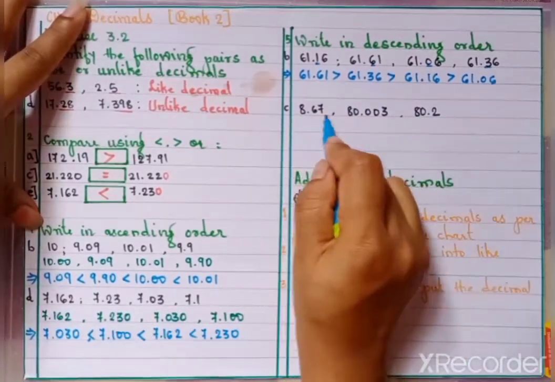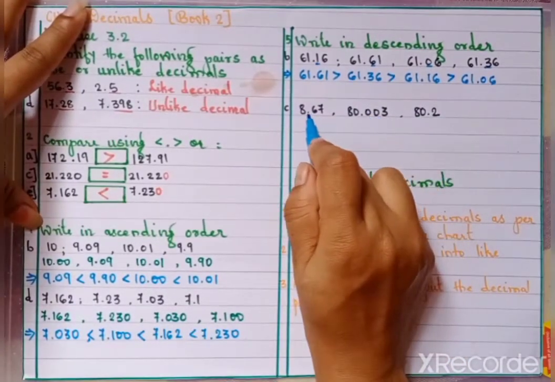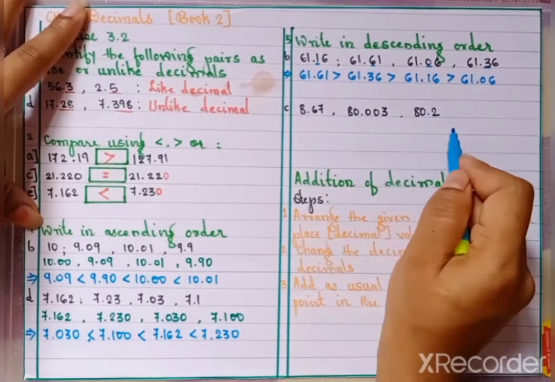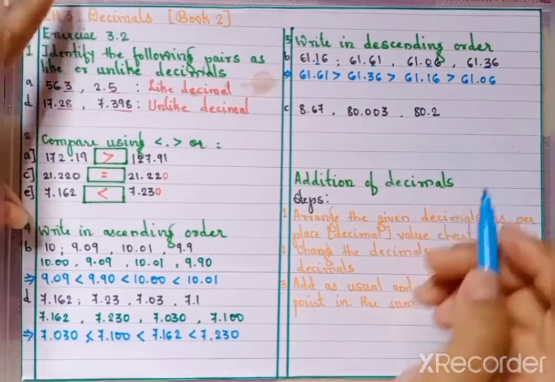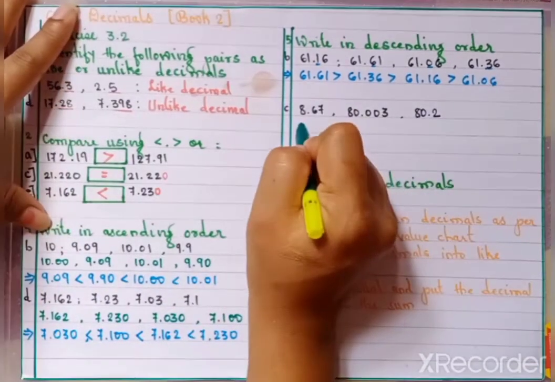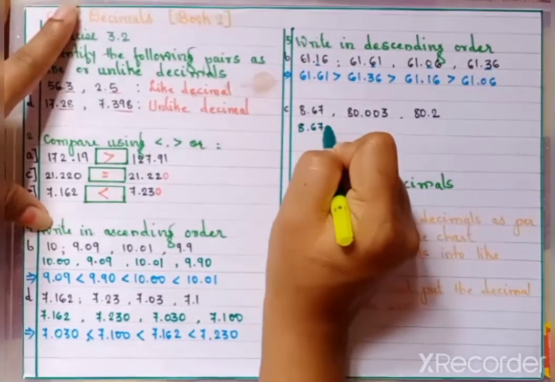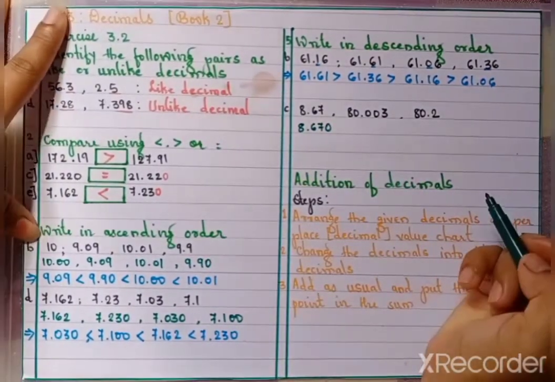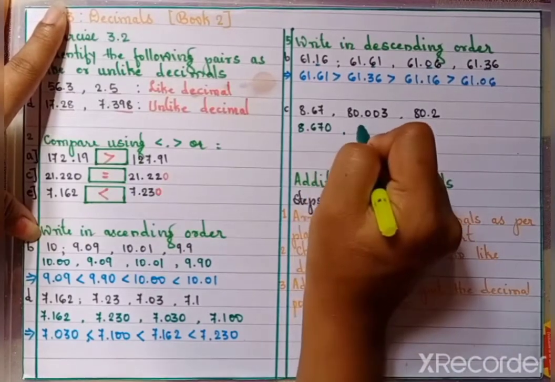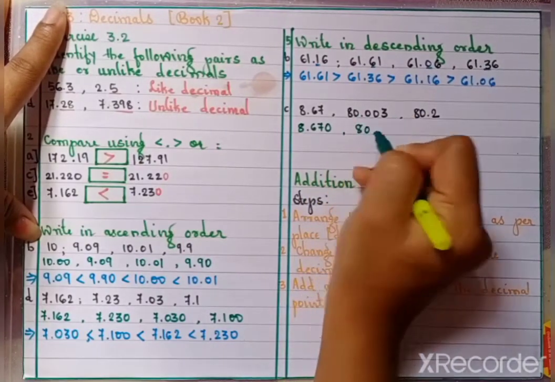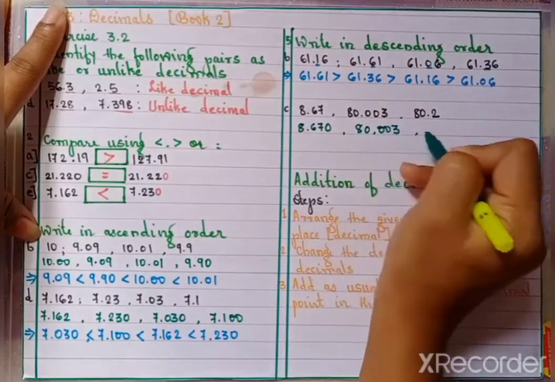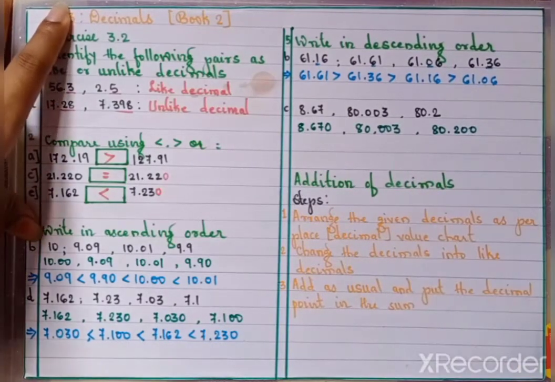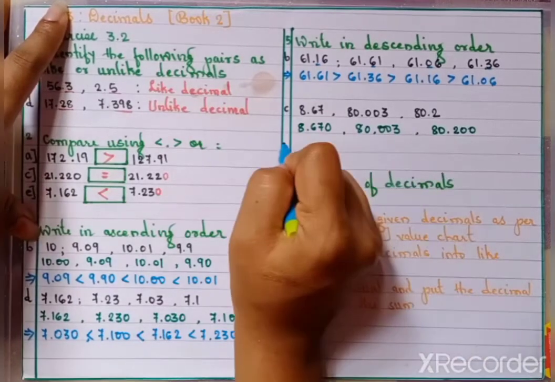Now let's see these decimals. Now if you see 8.67, 80.003, 80.2, these are unlike decimals. Let's make them like. So 8.670, we have to make all decimals of 3 digits in the decimal part. Therefore, the middle decimal we write as it is, 80.003, and 80.200. So now we have got the like decimals here.